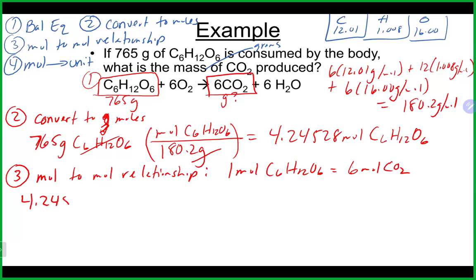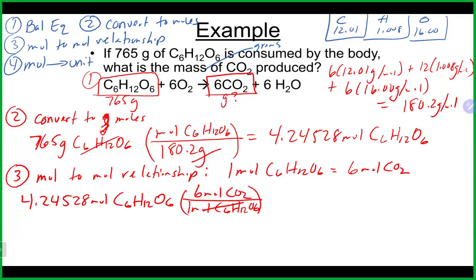So we'll take our number that we got previously. Once again, we want to go opposites to cancel, which means 1 mole C6H12O6 will go on the bottom. 6 moles of our CO2 will go up on top. The moles will cancel. And again, that is the big stoichiometry part. That's going to give us something like 25.4717 moles of CO2.